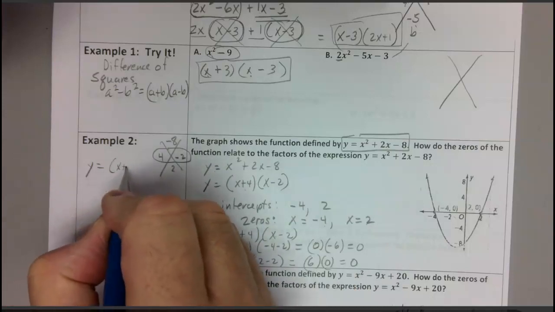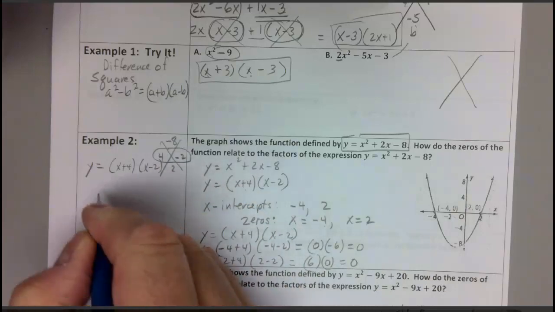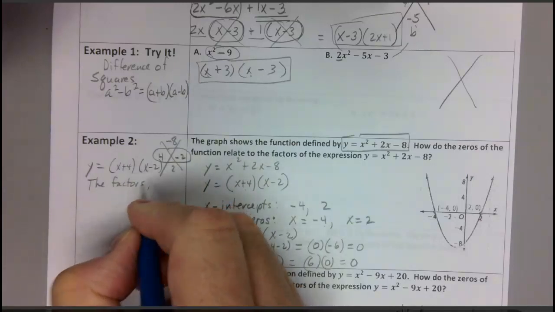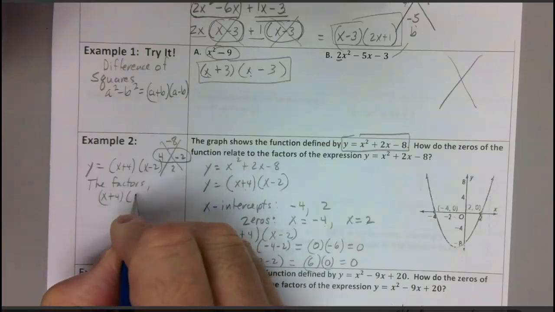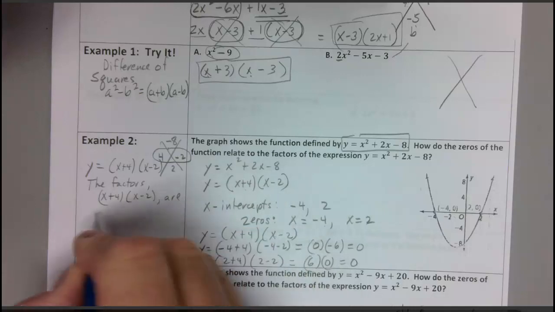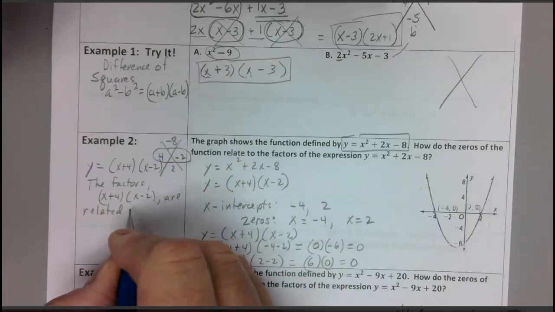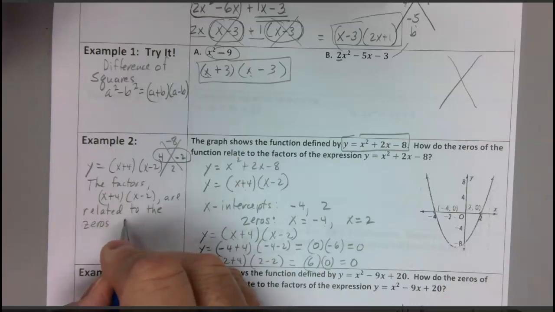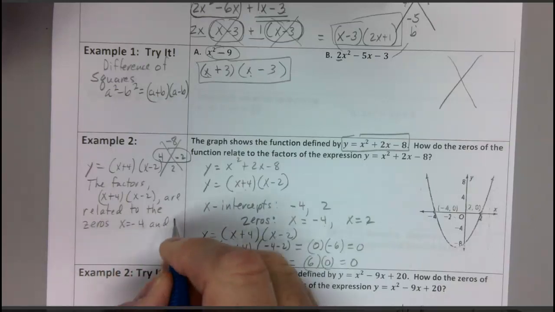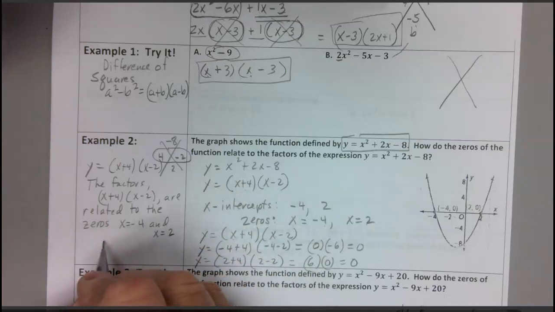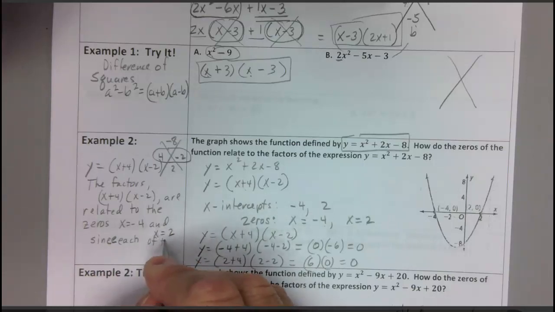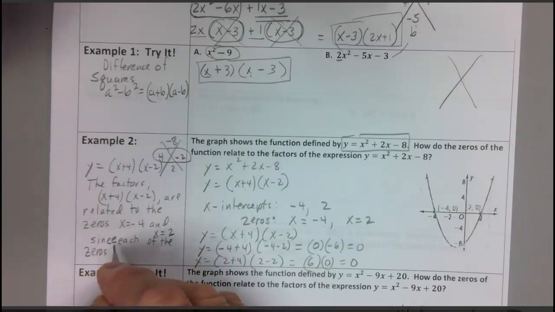Now, what it does is it relates the factors x plus 4 times x minus 2 to the zeros x equals negative 4 and x equals 2, since each of the zeros makes one of the factors 0.